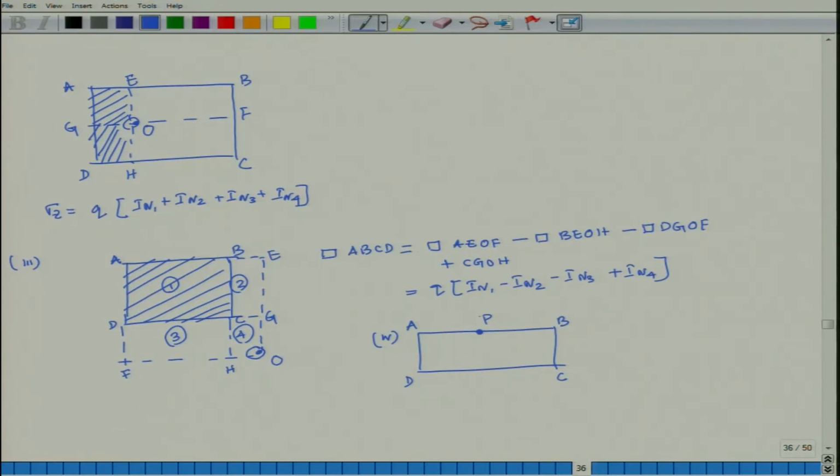This point should be a corner, so I divide it in a very simple way into 2 rectangles. For this rectangle this point is at the corner, for this rectangle this point is at the corner. Then what will happen? Sigma z is equal to Q into I_n1 plus I_n2. This is 1 and this is your 2. Let us solve one or two examples and see how it looks.